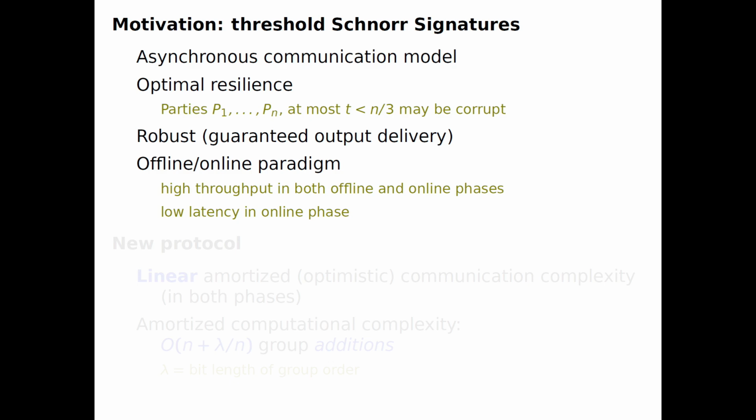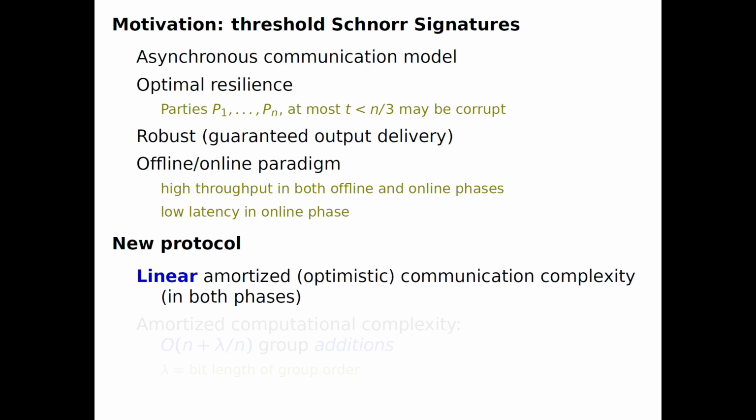I'll say more about this later, but basically by using the offline-online paradigm, we're able to get high throughput in both the offline and online phases, and low latency in the online phase. So we have a new protocol. We have a number of low-level protocols that you can package together to get a Schnorr signing protocol. But what we get is a protocol that has linear communication complexity.